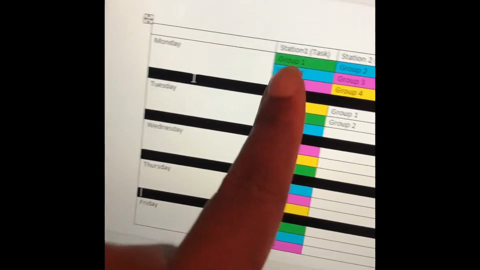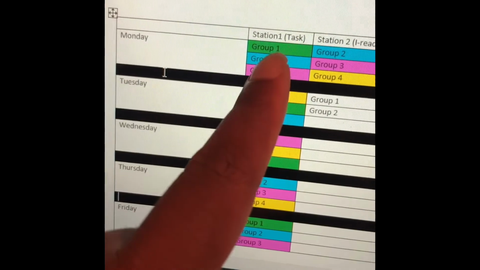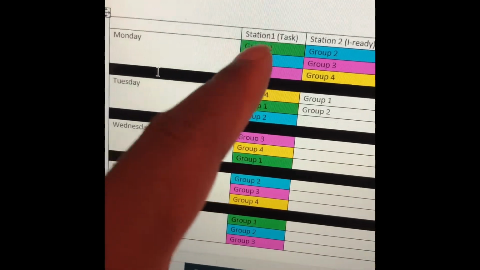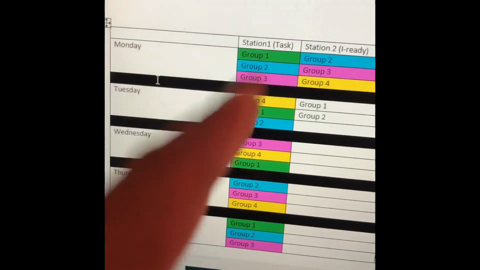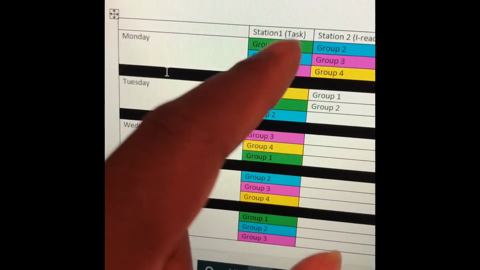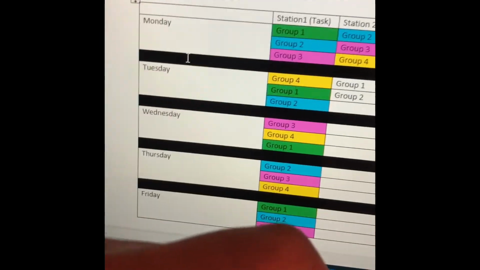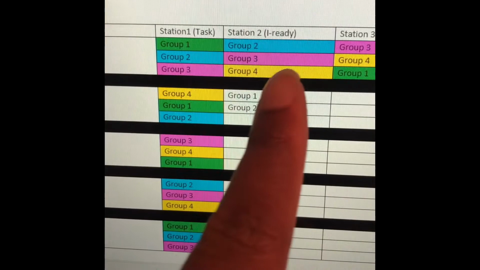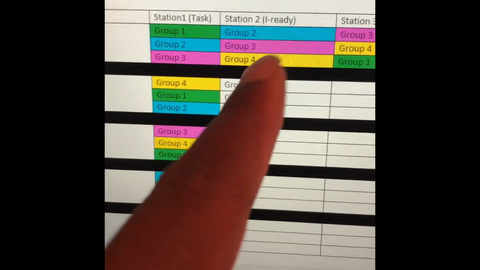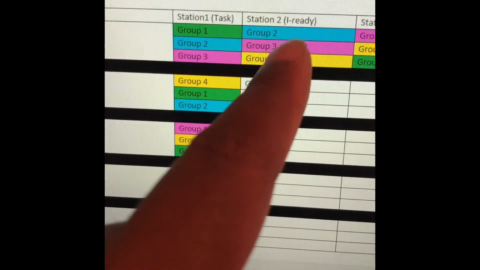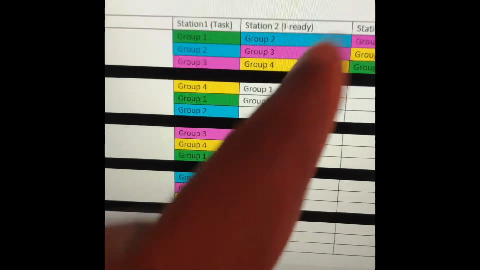We have station 1, which is a task station. This will be the station where students have manipulatives and they're working on something with either manipulatives or a dry erase board or something hands-on. Station 2 is iReady. If you don't have iReady, then you can do some sort of math website, like 99 Math, which is a really good one that I used.